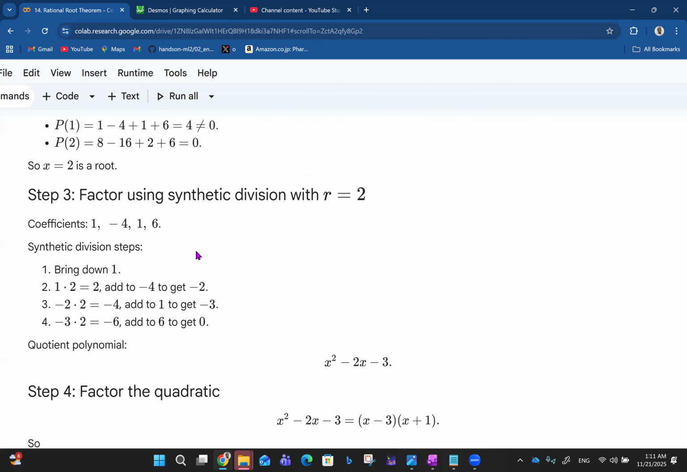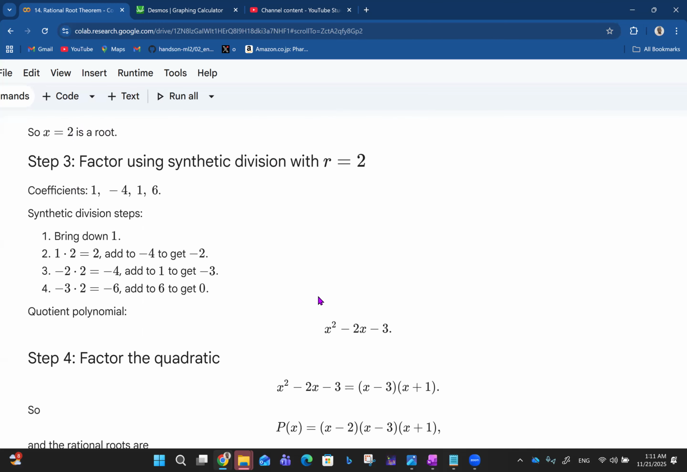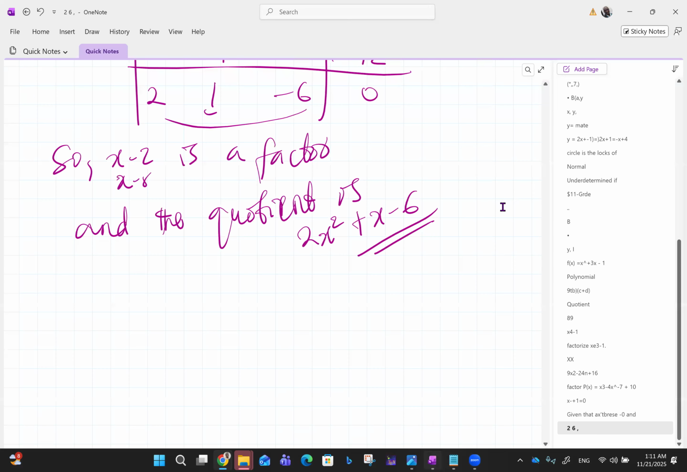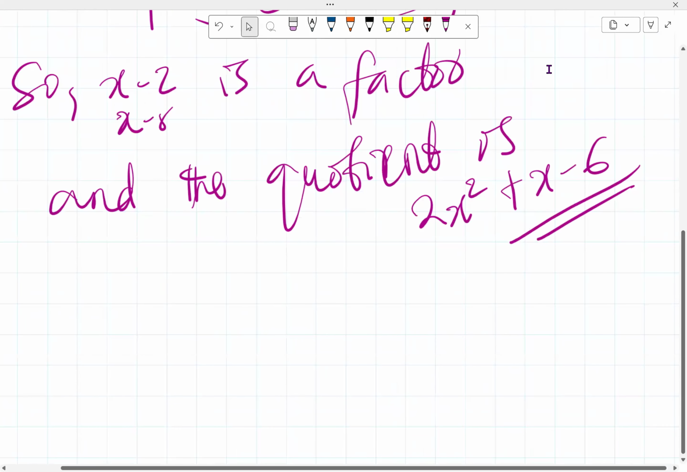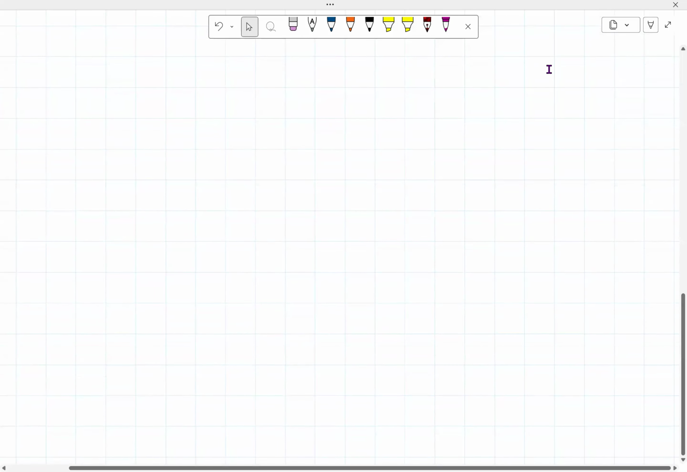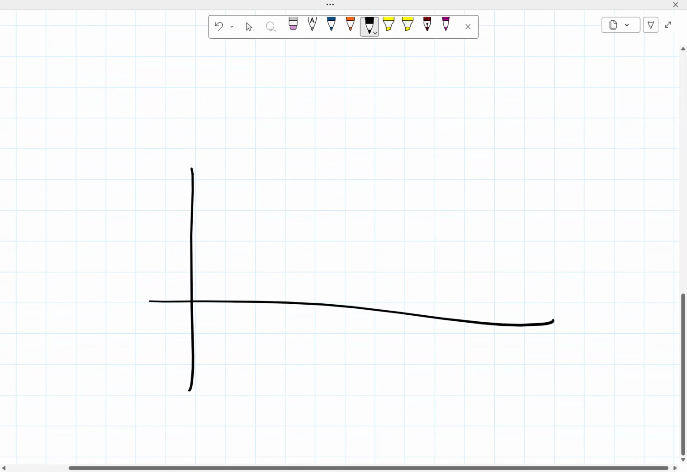And then if you do the division, see what you get here, x squared minus 2x minus 3. I'm going to do that again. 1, minus 4, 1, 6, and you're using 2 again.